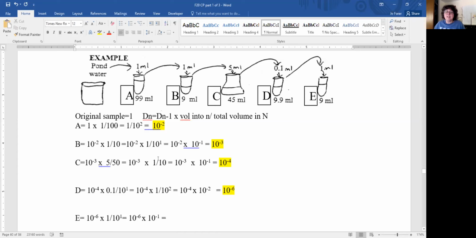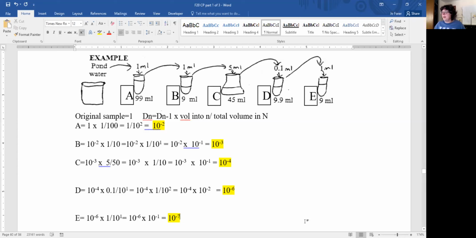To multiply 10 to the negative 6 and 10 to the negative 1, just like we always do when we're multiplying powers of 10, we take the two exponents, add them together. Minus 6 plus minus 1 gives us 10 to the minus 7 as our final dilution factor for our last tube.